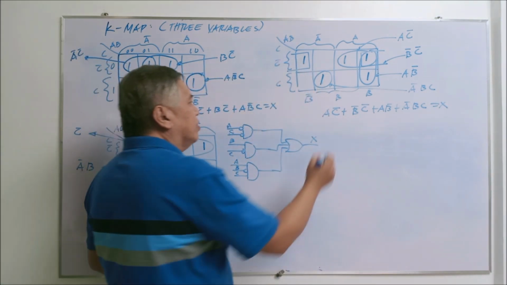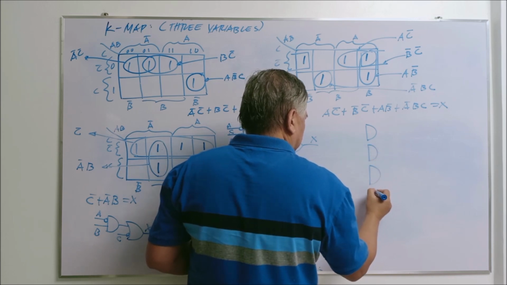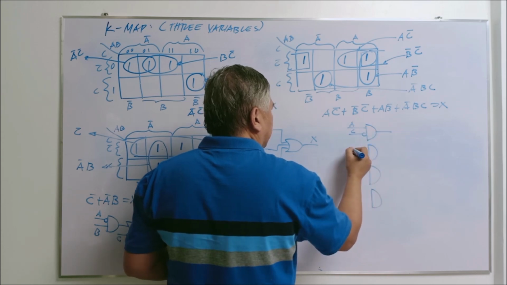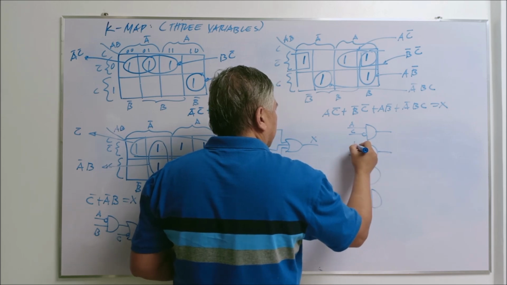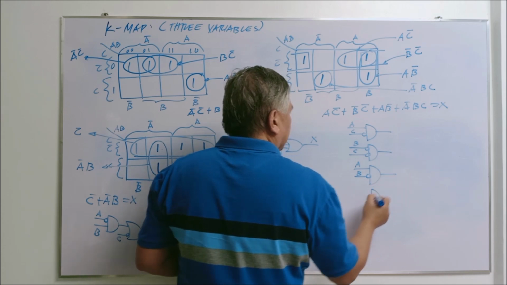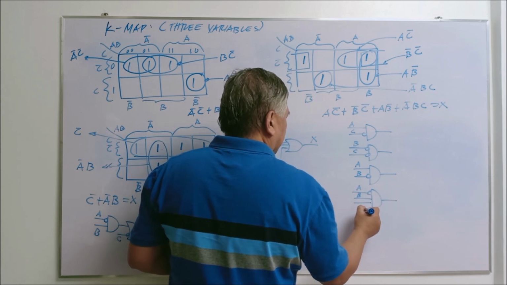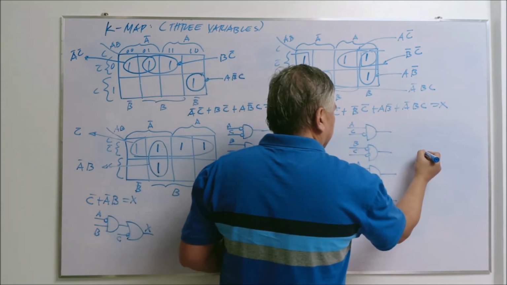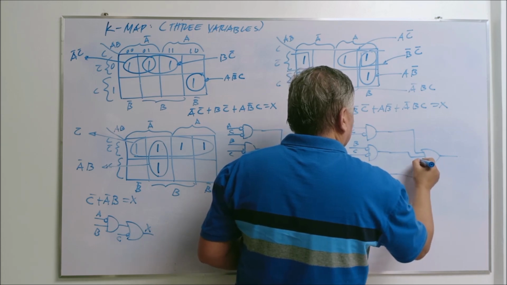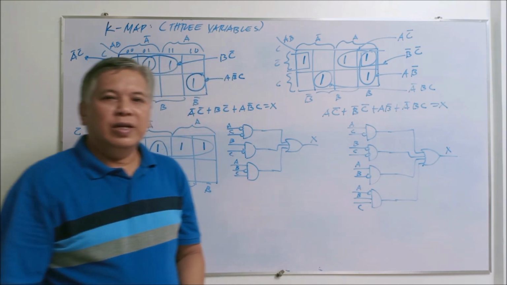So what will be our logical circuit? So you have 1, 2, 3, 4 AND gates. Then you have A, C bar, then B bar, C bar, and then you have A, B bar, then you have A bar, B, C. And these AND gates are being ORed together. So we draw an OR gate. This is our X. So this will be our simplified logical circuit.